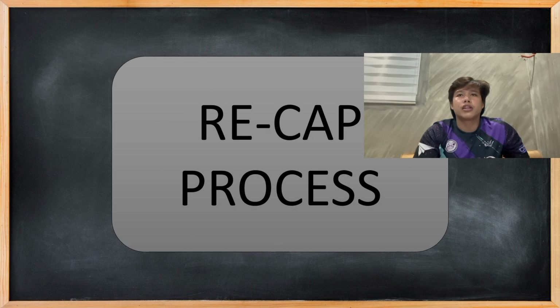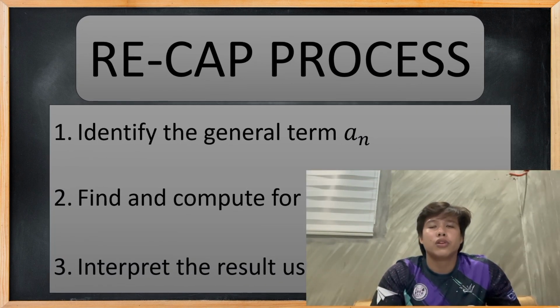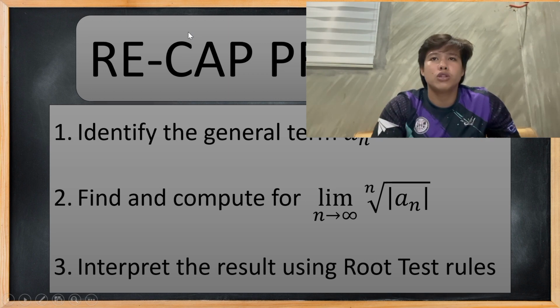Now, let's go over the key steps in using the root test. First, identify the general term, which represents the sequence of terms in the given series. Next, compute the limit of the nth root of the absolute value of the general term as n approaches infinity. Finally, interpret the result using the root test rules. If the limit is less than 1, the series converges. If it's greater than 1, the series diverges. And if it is equal to 1, the test is inconclusive and we need another method.